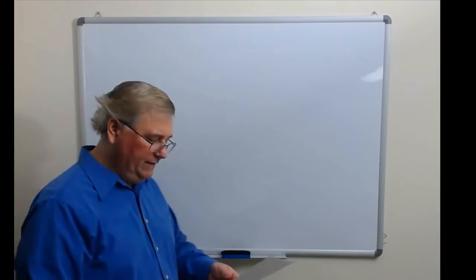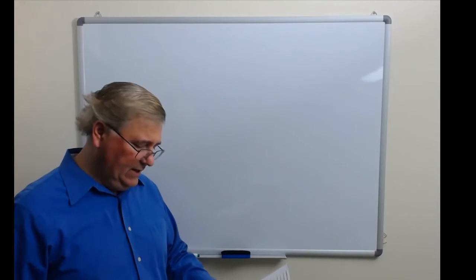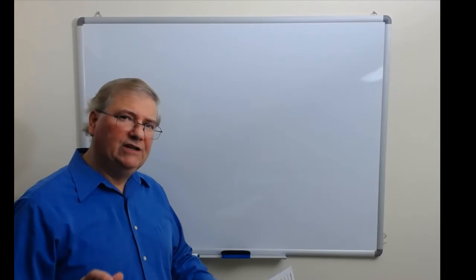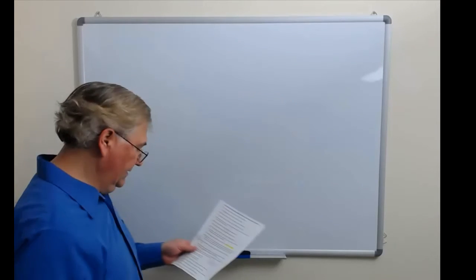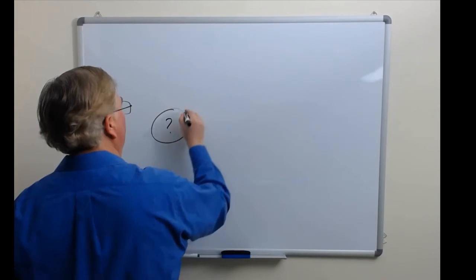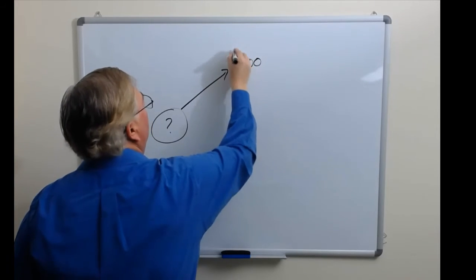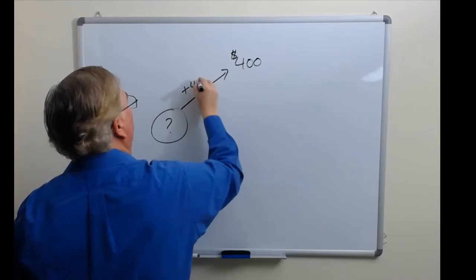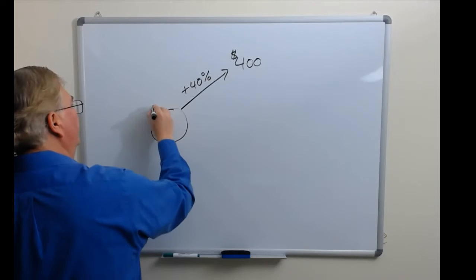The markup on a Tiffany clock is 40% to $380. I'm going to change that $380 to $400. What was the original price? Okay, so we have a clock that's been marked up to $400, and it's been marked up by 40%, and we need to find what the original price was.